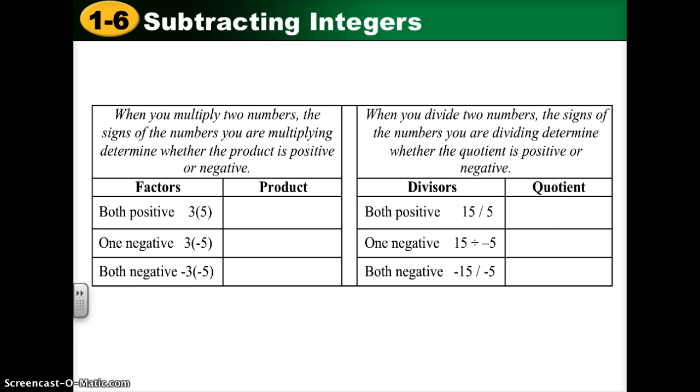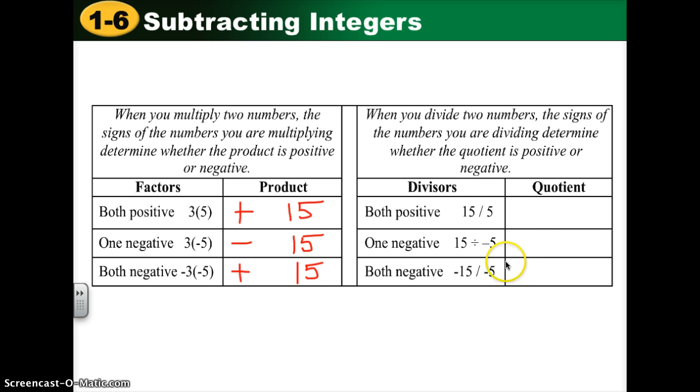Let's break it down a little further. If we're looking at products, meaning we're multiplying, if both numbers, both factors are positive, our answer is positive. And if our example is 3 times 5, our answer is 15. If we have one negative, it does not matter which one, we get a negative answer. And if both are negative, we're back to the positives.